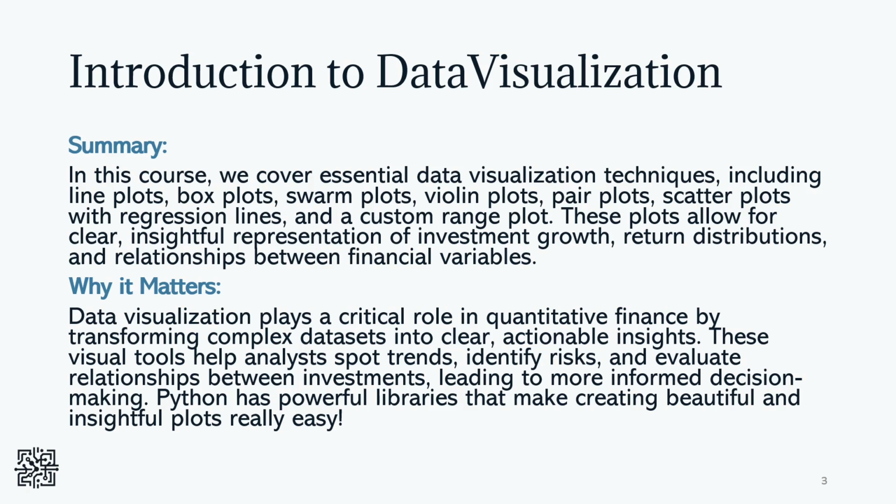So line plots are usually for growth or to see how something has changed over time. Plots like box plots, swarm plots and violin plots will show you the distribution of the data along with certain descriptive statistics like median, average, and percentiles. And then you have scatter plots, which allow you to assess the relationship between two time series or two variables.